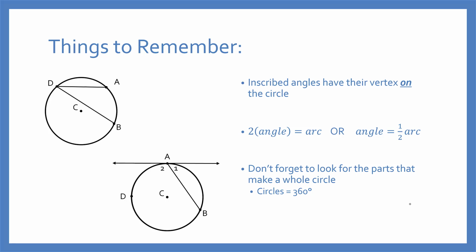So let's just wrap up a few things to remember. Inscribed angles have the vertex on the circle. Also, 2 times the angle equals the arc, or you could say that the angle equals 1/2 the arc. Don't forget, when you're doing these problems, look for the individual pieces that make up a whole circle, because a circle is going to equal 360 degrees. And you want to look for diameters, because that's going to give you 180 degrees. Other than that, that's all for this lesson on inscribed angles.